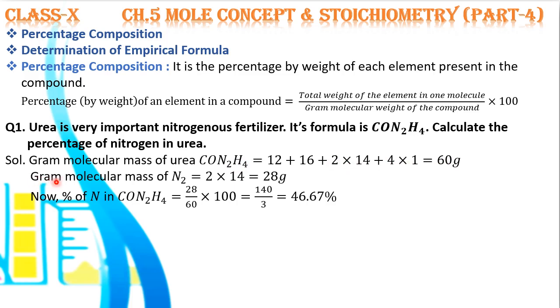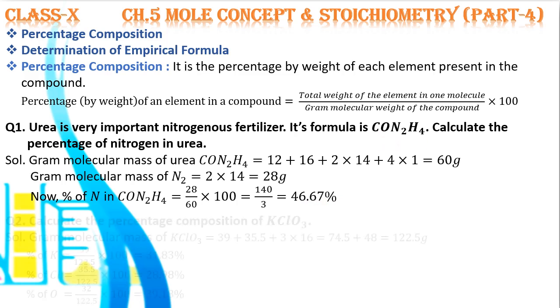Similarly, here 2 atoms of nitrogen, that means one molecule of nitrogen, so gram molecular mass of nitrogen here is 28 gram. And what we have to find? We have to find the percentage of nitrogen in urea. So percentage of nitrogen in urea is 28 by 60 into 100 as per the formula. After calculation it comes 46.67%. This is the percentage of nitrogen in urea.